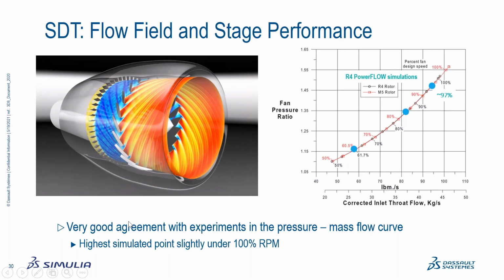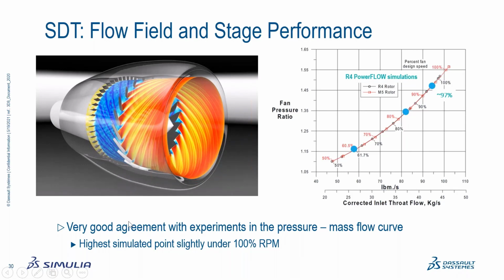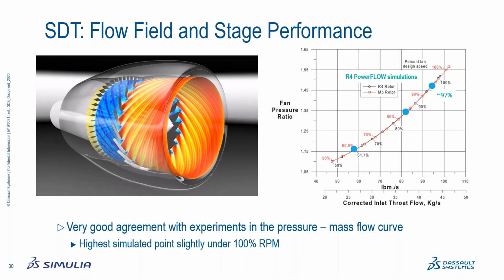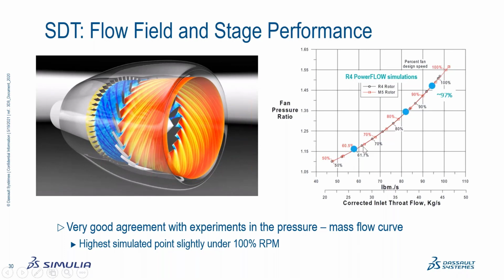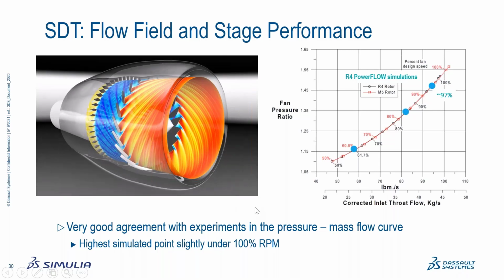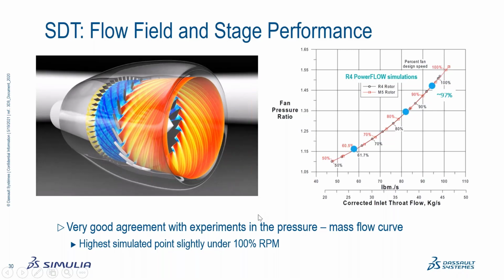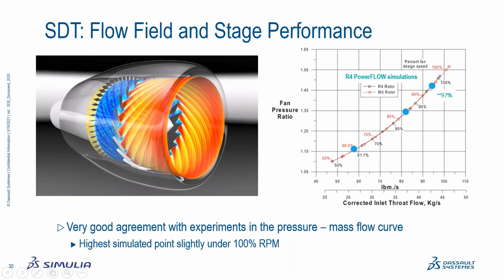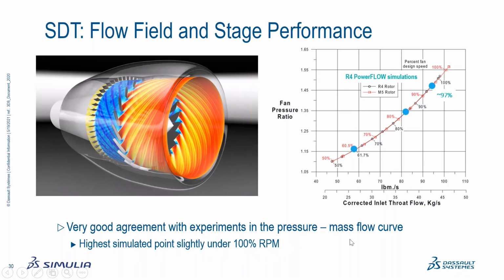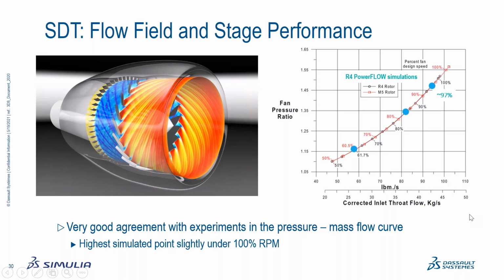For the 3 operating conditions that I showed you earlier, we can plot the fan pressure ratio versus the mass flow, and we can see the 3 blue bullets which represent the PowerFlow simulation. There's a very good agreement with the experiment, and the highest simulated point that we ran was slightly under 100% of the nominal RPM.